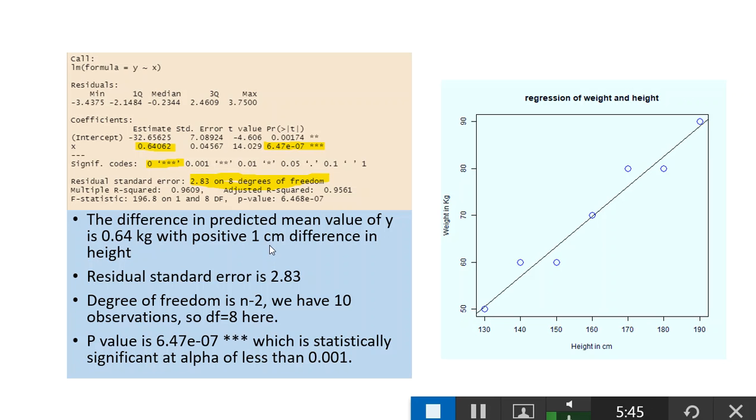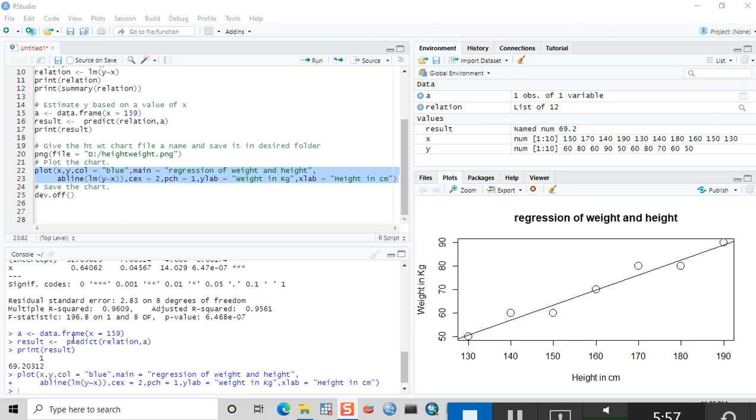All right, so now we can even estimate the value of y based on a given value of x, which we saw in that R output. So let's go back to the R output again. Here you can see if x equals 159, then the value of y will be 69.20312. What I did is I created an object A, which is one value, that is 159, and then it gives the result after predicting with the relationship.